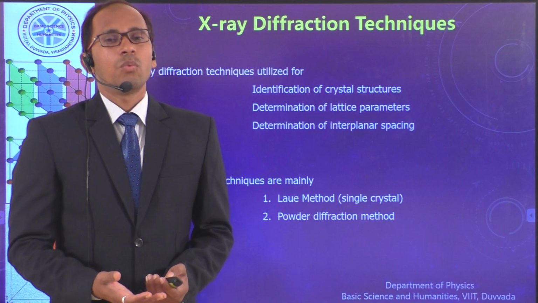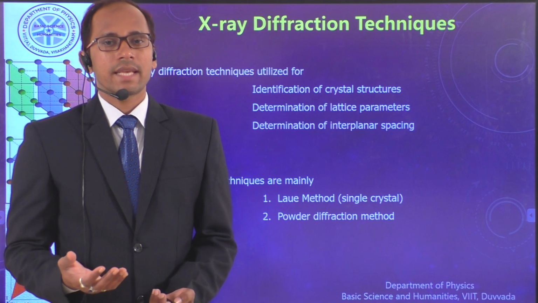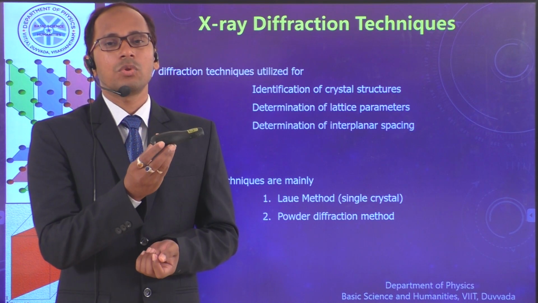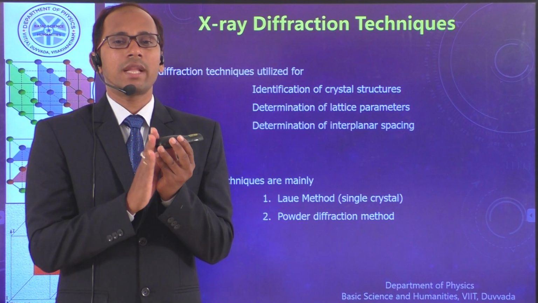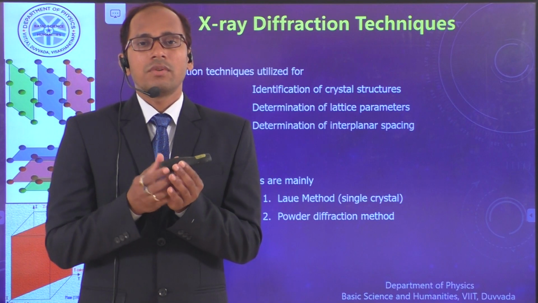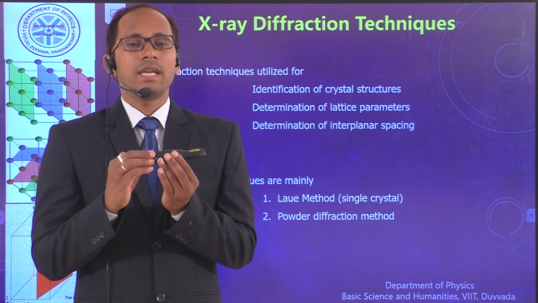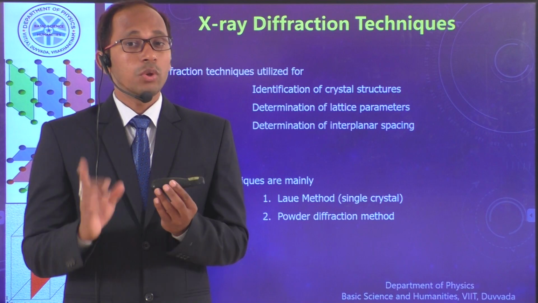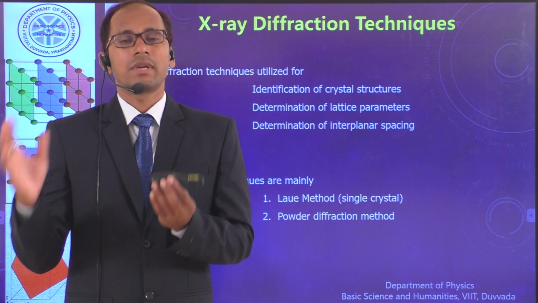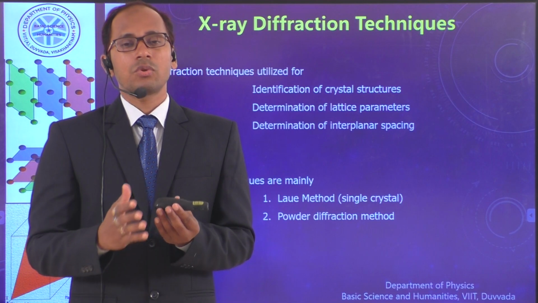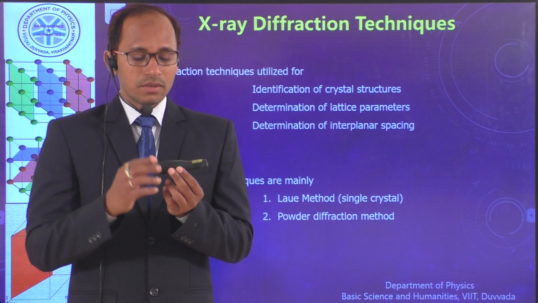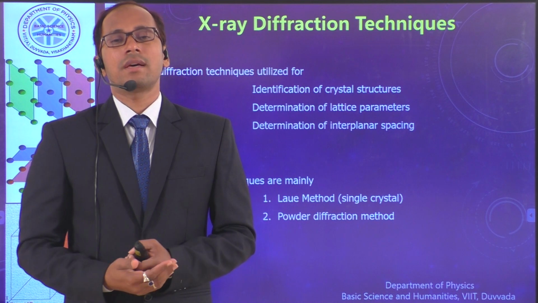And now what are the advantages of X-ray diffraction techniques? For example, a material, some metal, is given to you, and you have to identify its crystal structure. That means you don't know what it is, so we have to identify it. In unit 1 we discussed that if you know the crystal structure, then you can correlate the mechanical, electrical and magnetic properties. So it is important to know the crystal system or crystal structure of the material. For that, X-ray diffraction techniques are utilized.